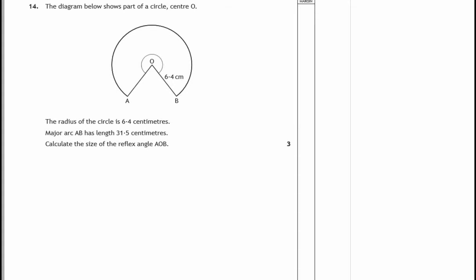Cool. So the diagram below shows part of a circle, and again, we love this question. This question comes up so often. Please practice it and get to know this. It's always in. It's been in every paper I've looked at so far. So please have a look.